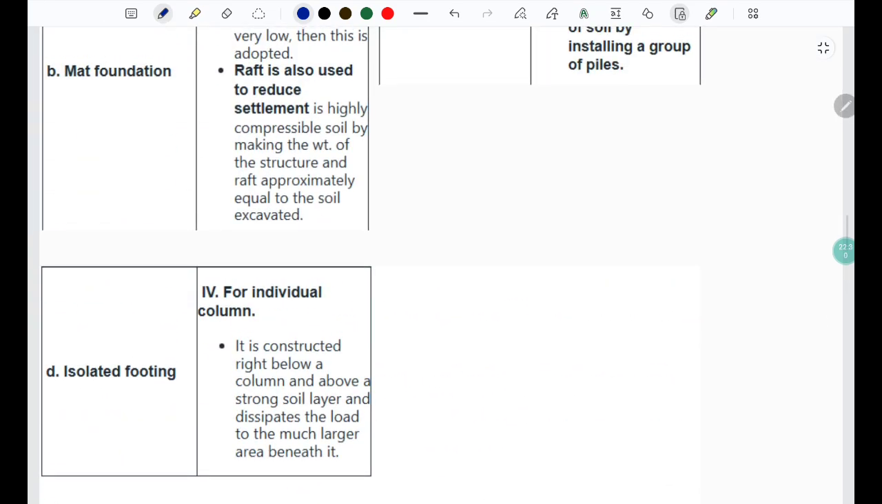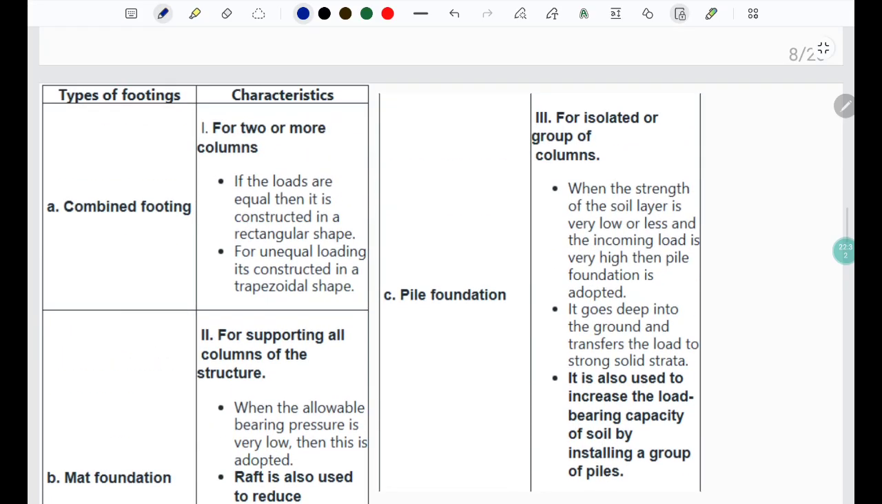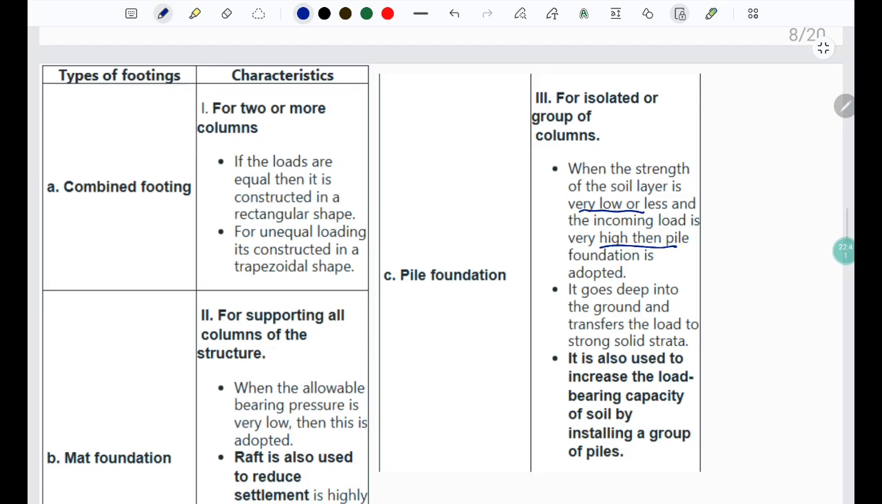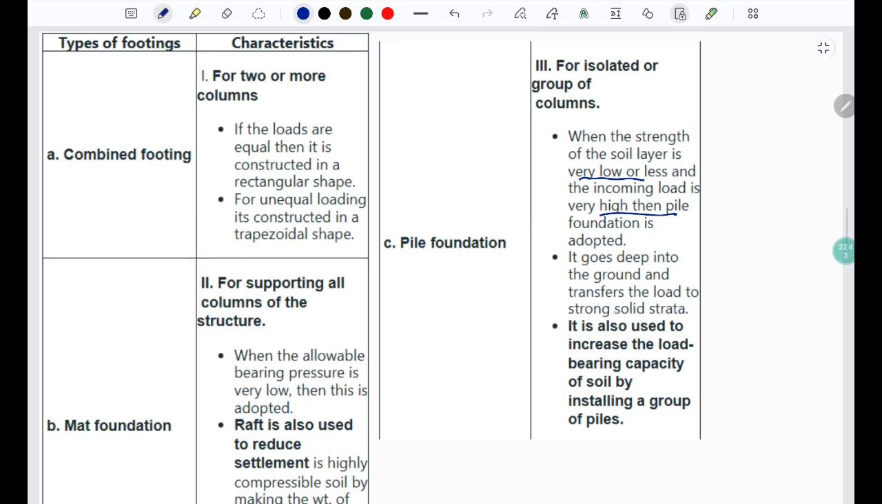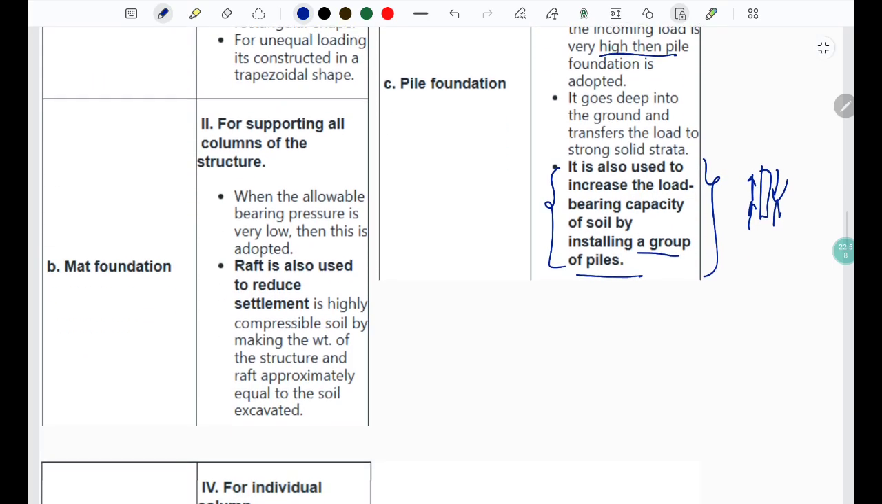As you can see, isolated is for individual column, pile is for isolated or groups of columns. When the strength of the soil layer is very low and the incoming load is very high, then pile foundation is adopted. It goes deep into the ground and transfers the load to strong solid strata. It is also used to increase the load bearing capacity of soil by installing a group of piles, because the skin friction provided in the piles enhances the bearing capacity of the soil.